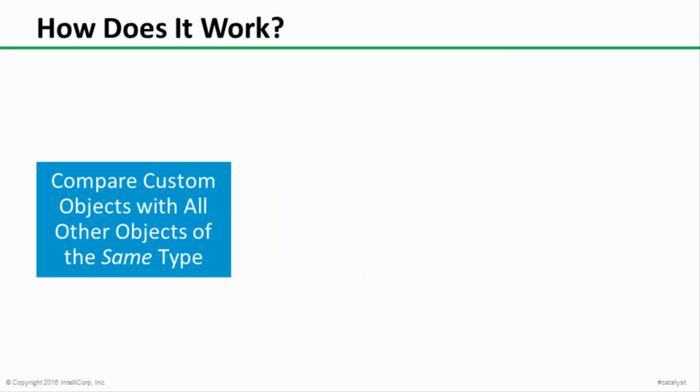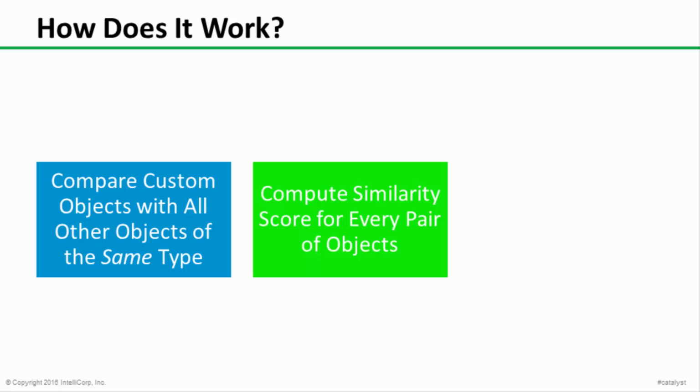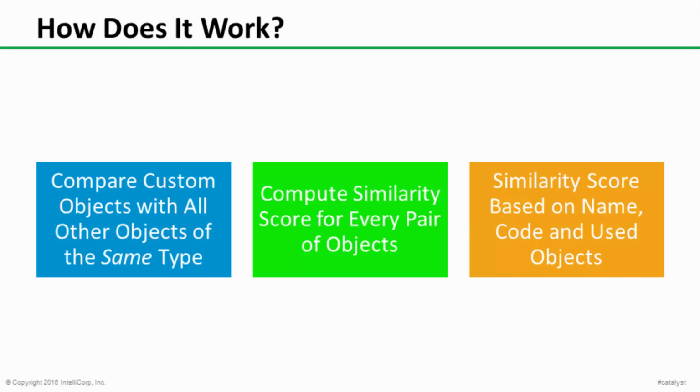Match does a pairwise comparison of all objects of the same type. For example, all programs are compared with all other programs. The result of the comparison is a score that measures how similar each pair of objects is. For example, comparing a program with itself produces a perfectly similar score. The similarity score is based on three factors. How similar are the object names? This automatically detects naming conventions, even if only loosely followed. How similar is the code? And how similar are the used objects?